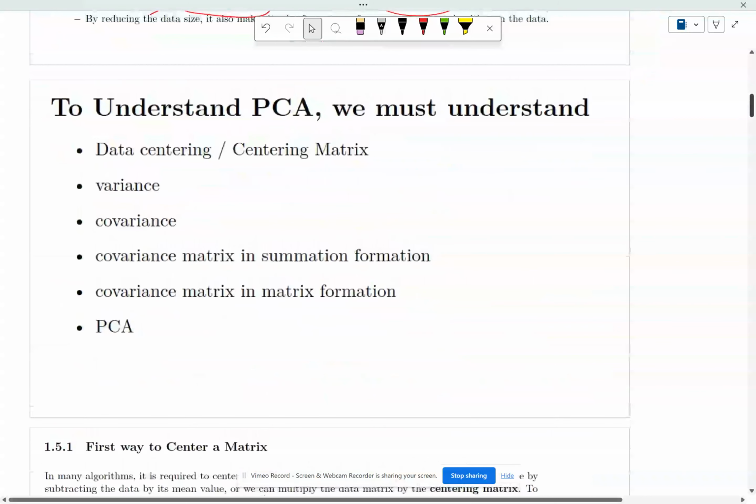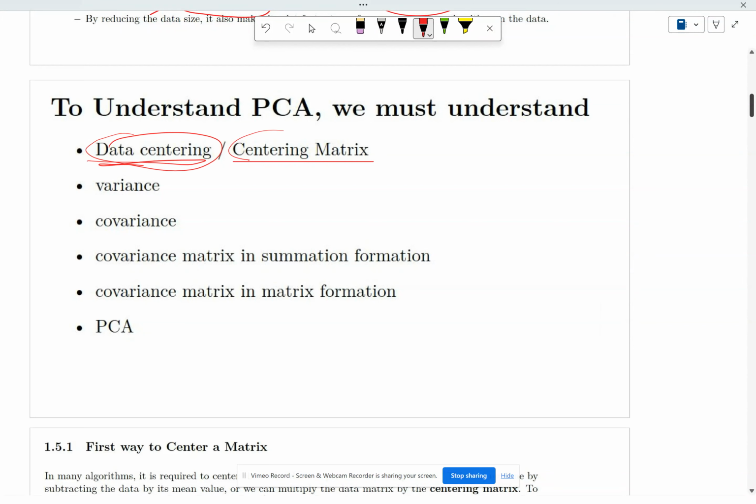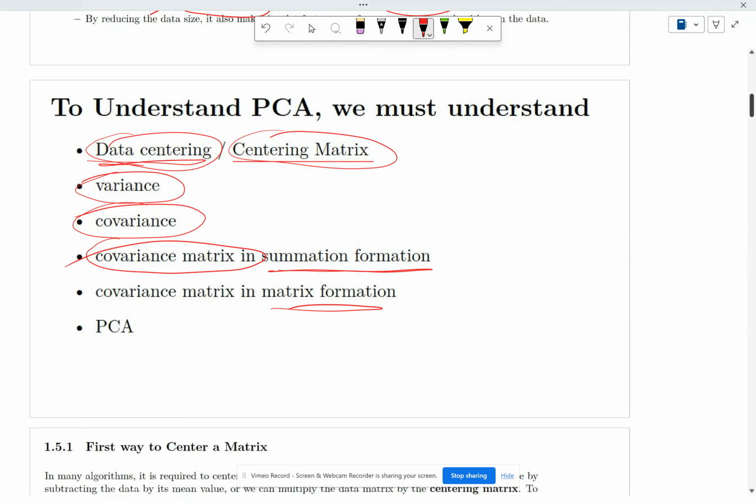To understand PCA, there are a bunch of prerequisites. So today we're going to cover the prerequisites, like how do you do centering, and the concept of the centering matrix. The concept of variance and covariance we covered last class, but we need to combine them. And when you combine them, you get this thing called the covariance matrix. And once we are done with the covariance matrix in both summation and matrix format, we're ready to do PCA.